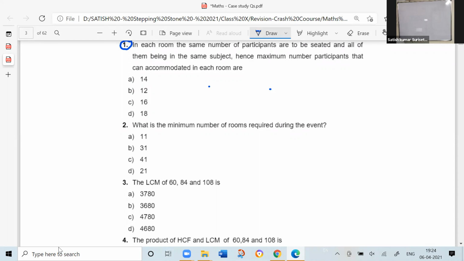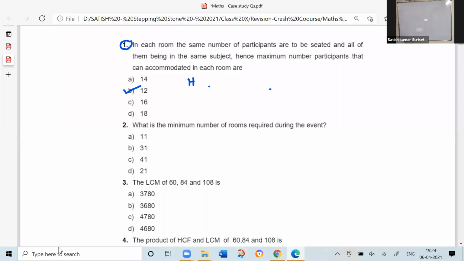Anybody has done now? Yes, sir. Answer will be 12. Next, anybody coinciding? You need to calculate fast. So 12 is correct. Now, for the concept involved in this question, it is HCF.